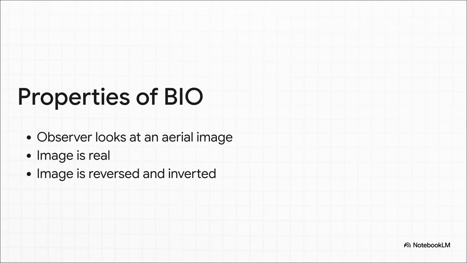The condensing lens you're holding gathers the light from the patient's eye and creates an aerial image floating in space right there between the lens and your eyes. That aerial image is what you're actually examining. It's a real image and, super importantly, it is reversed and inverted.